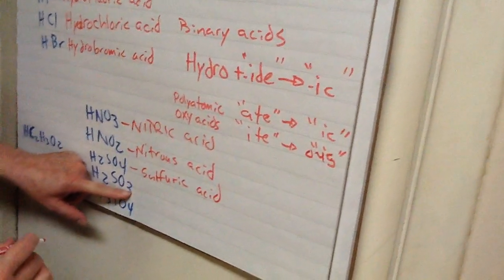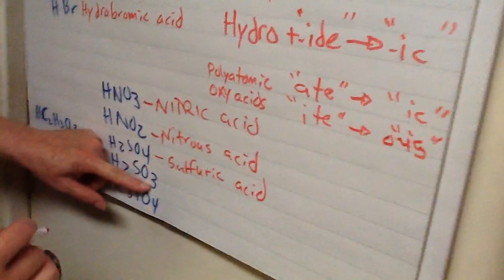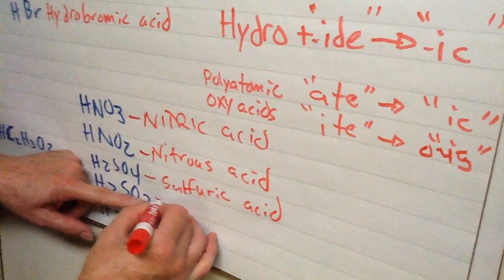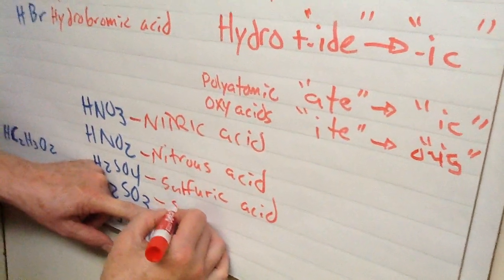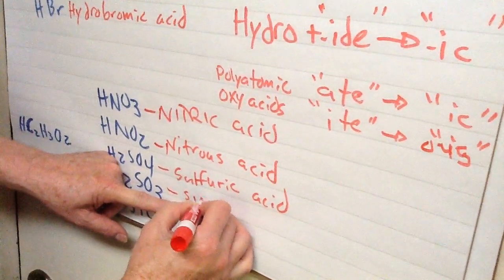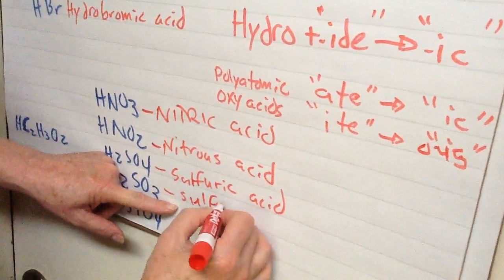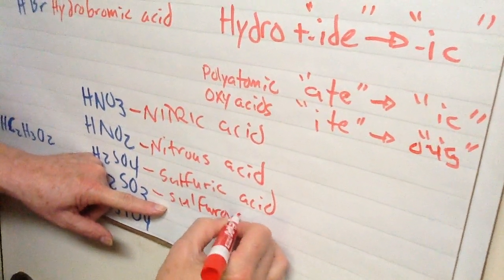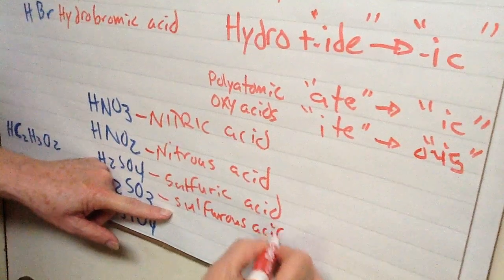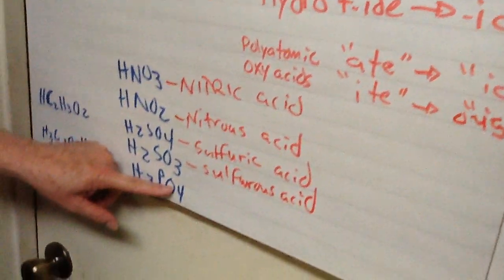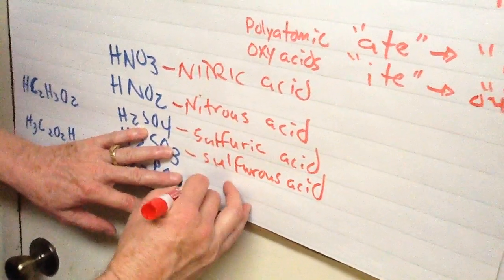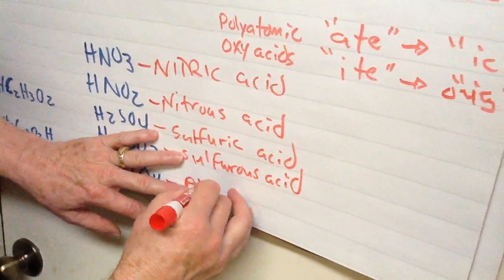And here's the H2SO3, one less oxygen, that's the sulfite ion. It becomes sulfurous acid. And here is phosphoric acid, H3PO4.